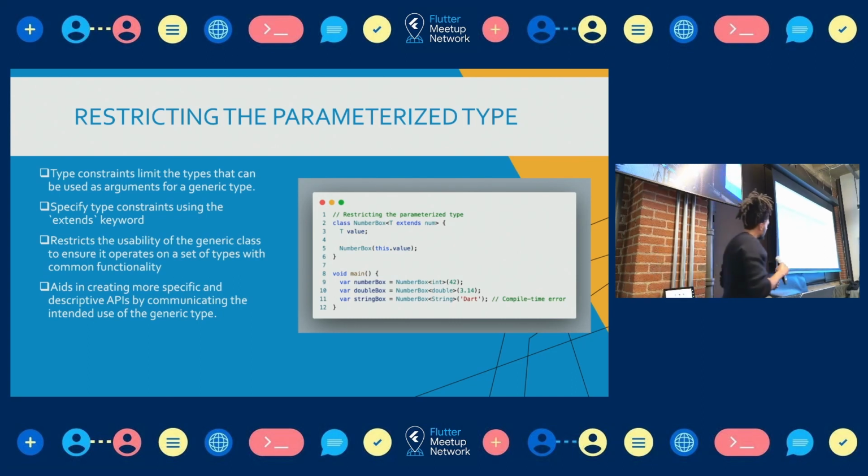So here we have our infamous box from the beginning, and we can see that we specified that the type that the box contains will extend num, which is either an integer or double. We call it NumberBox. When we instantiate our class, it could be a NumberBox of integers, which is okay, or a NumberBox of double, which is okay, but it can't be a NumberBox of string, because string does not extend num.